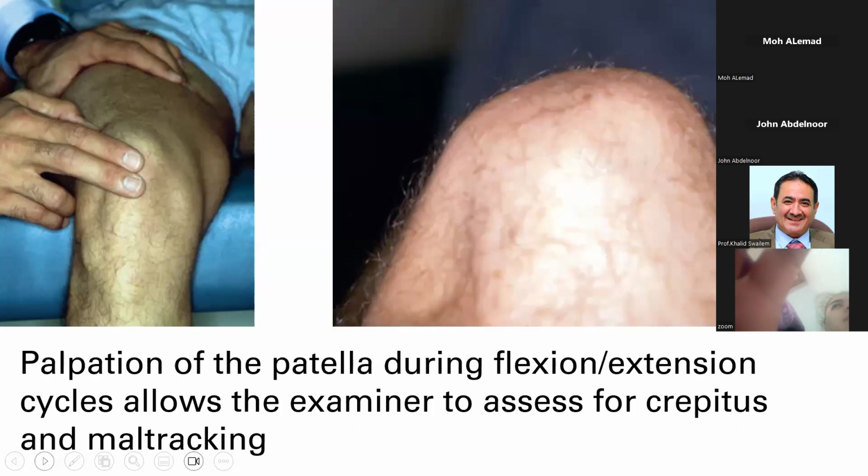In addition, one should palpate the patella during flexion and extension to observe the tracking of the patella. If you have maltracking, the patella will go laterally as the patient is flexing.